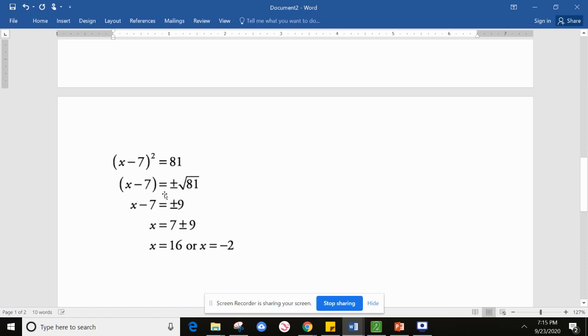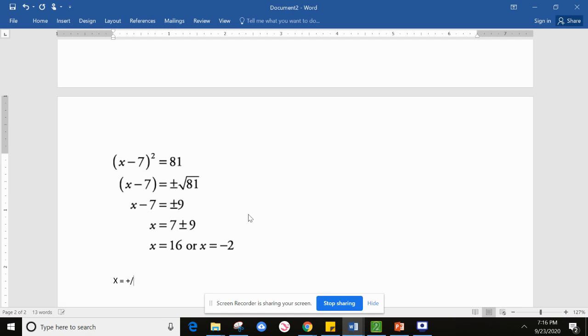So here's what was tripping everybody up today. When you get to this step, usually you're finished, but there's still that minus 7 hanging out over there. We got to get rid of it. So we're going to add 7 to both sides. And so that's why it looks like 7 plus or minus 9. Now, normally what we did in class today when we got to that step is we did not write it like that. We wrote it as plus or minus 9.